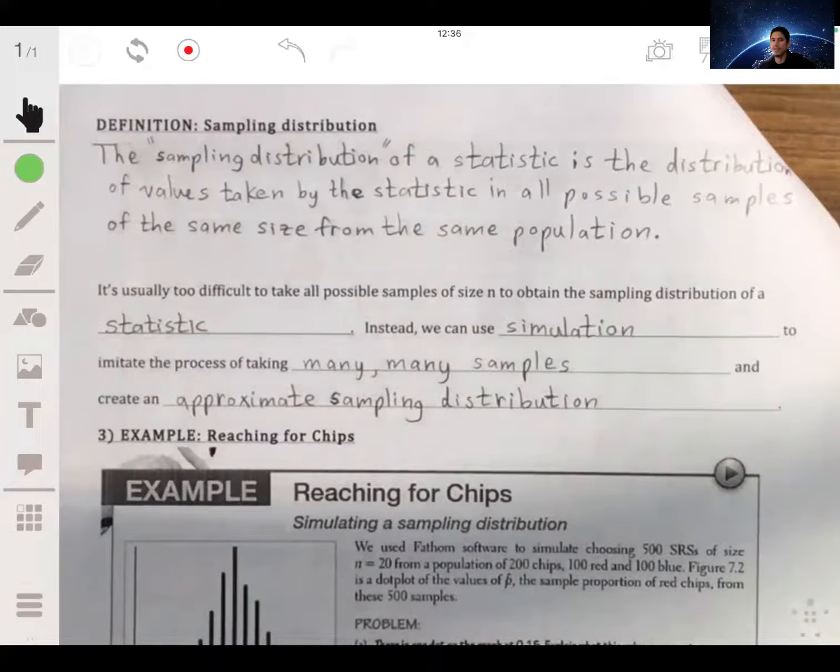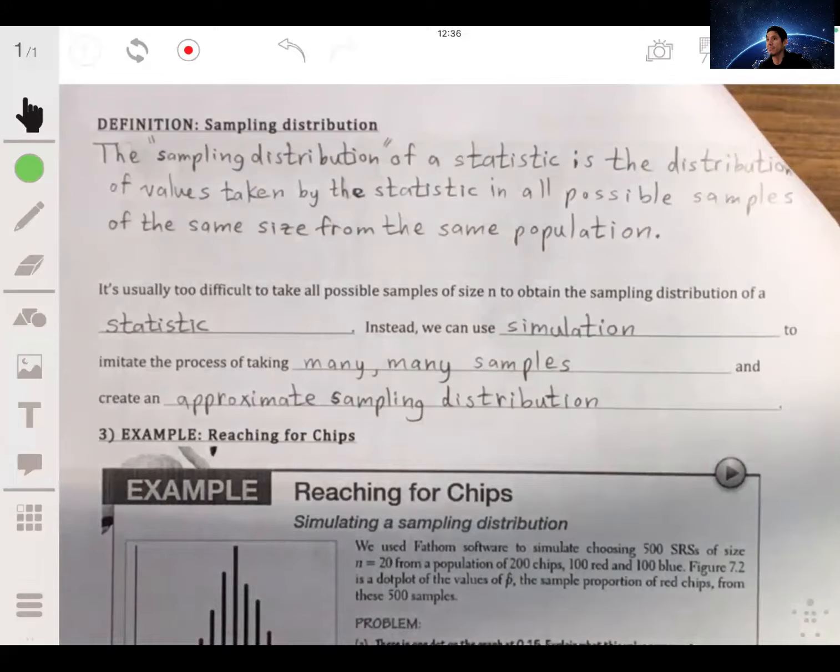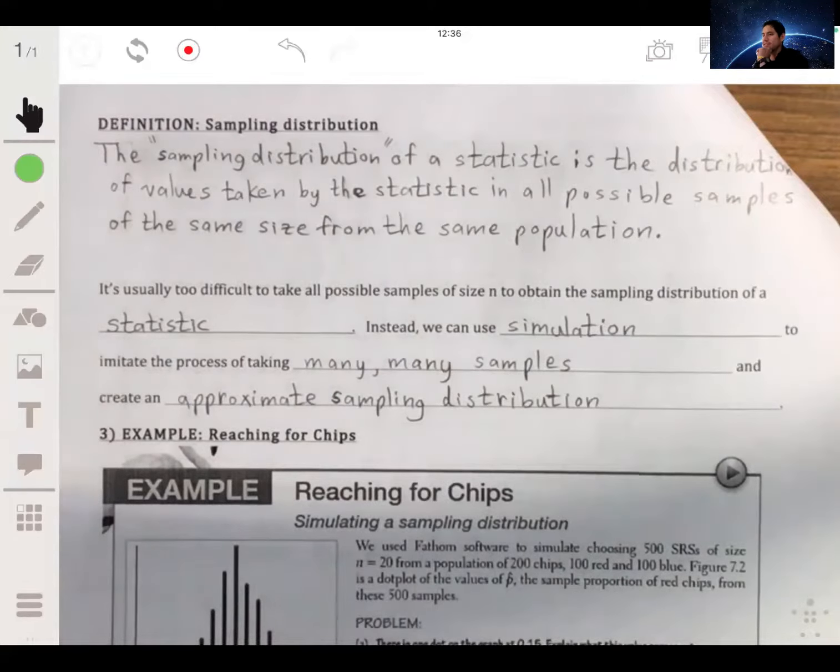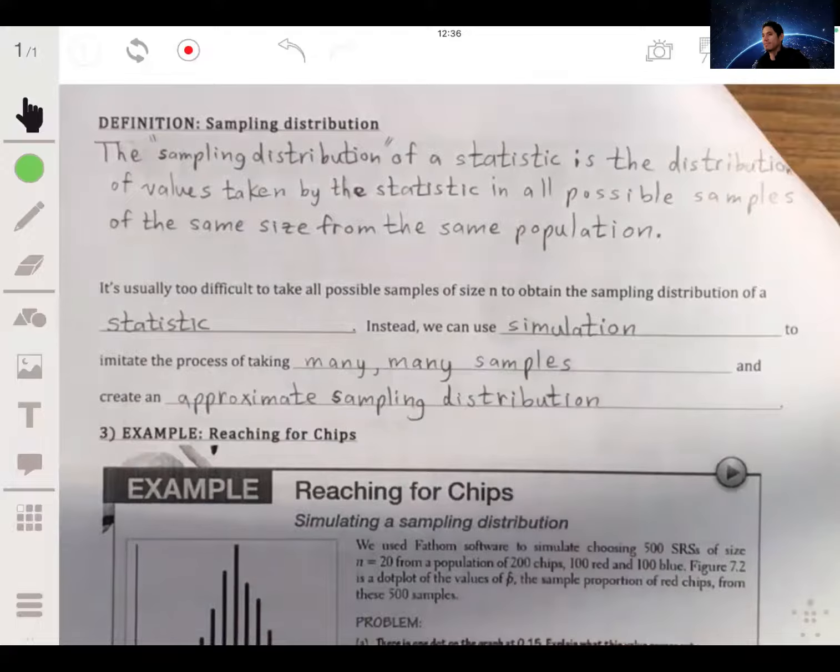All right, so technically, the sampling distribution of our statistic p hat, the proportion of red chips that students would get from samples of size 20, would basically be the distribution of all those possible combinations. Now, as I just said, it's pretty much impossible to do this in real life. So instead, we use a simulation to see what would happen.